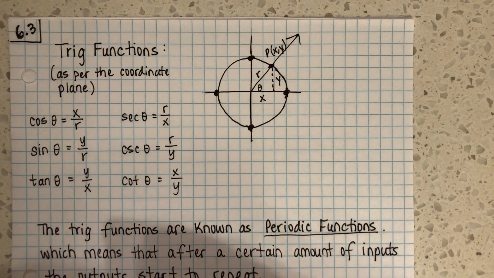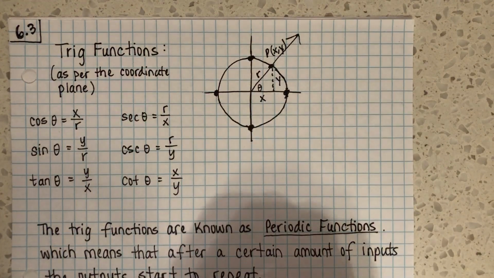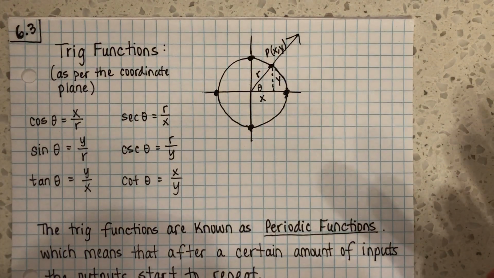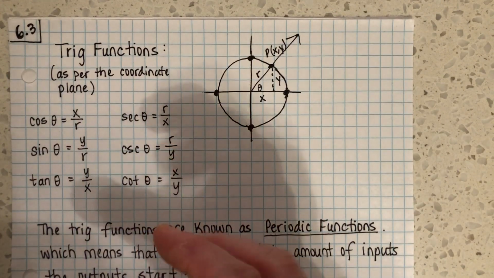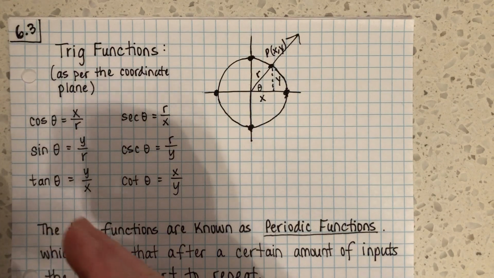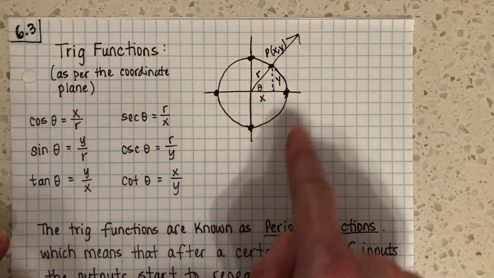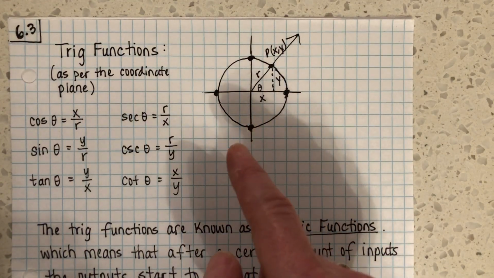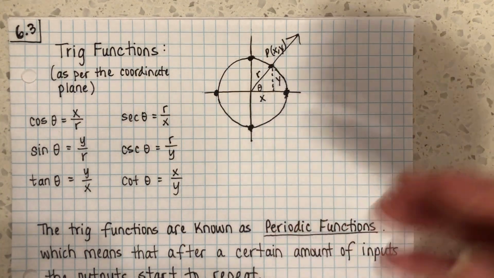But first, let's think about why the outputs start to repeat. Why do these functions start to repeat outputs? Well, think about it. These trig functions are functions of an angle, which means they depend on an angle that is being plugged into them. So eventually, as you rotate around the circle, angles are going to start to land in the same spot, and therefore the outputs will start to repeat ratios or outputs.